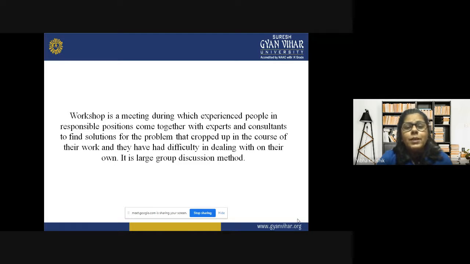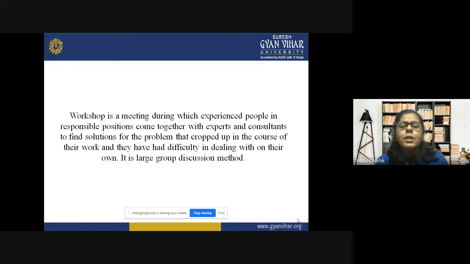Now, a workshop is a type of meeting during which experienced people in responsible positions come together. Experienced people means the people who can participate in the workshop must have some experience in that particular area. Those experienced people in responsible positions come together with experts and consultants to find solutions for the problem.